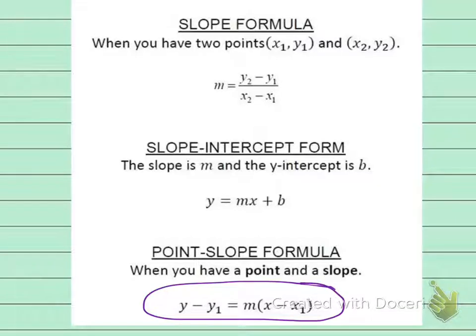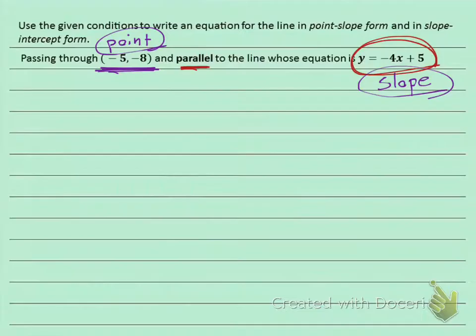Okay, and the things we're going to plug in, we're going to plug in our slope. We're going to plug in our x1, that's the first part of our point, and then we're going to plug in our y1. So let's go ahead and let's do it. I'm going to write down the point-slope form, which is y minus y1 equals m times x minus x1. And I'm going to make a list of the things that I know.